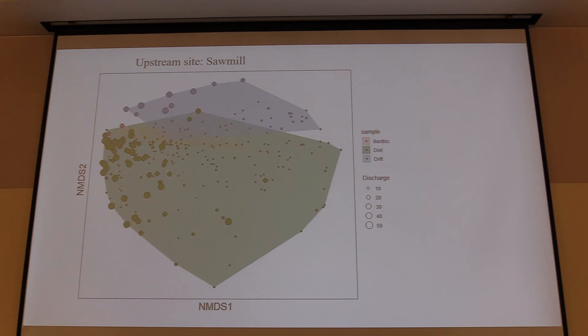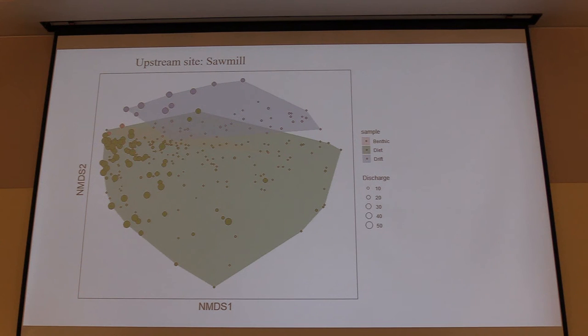Now I'm going to move on to ordination, which is kind of notoriously hard to interpret sometimes. But in general, the relative distances between points represent similarities or dissimilarities. And in this case, I'm cautious with interpreting the overlaps between our communities, but rather the trends between communities and discharge. So in this case, our green polygon represents diet. It's highly variable. It overlaps with both the drift and benthic communities, of which the red polygon represents our benthic community, and the blue polygon represents our drift communities, and the size of each individual point represents the discharge at which it was sampled there. So peak discharges versus base flows.